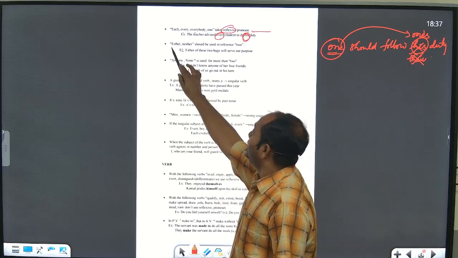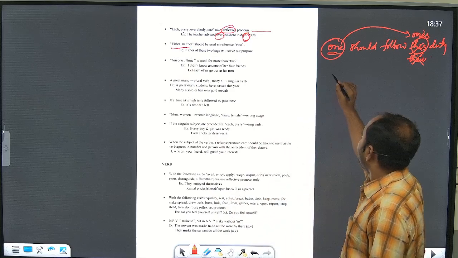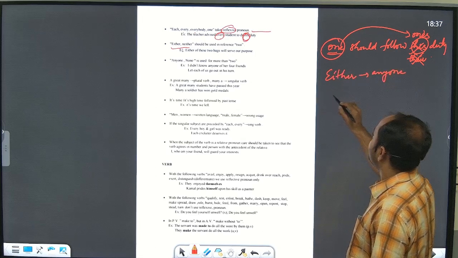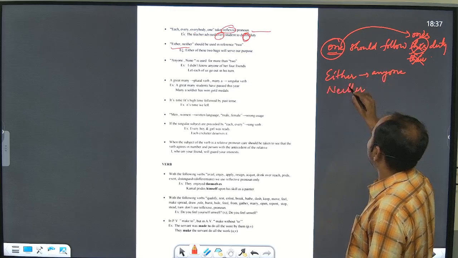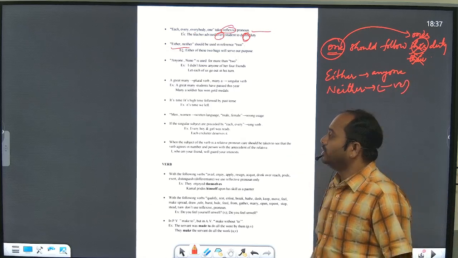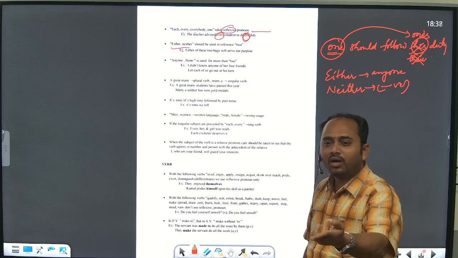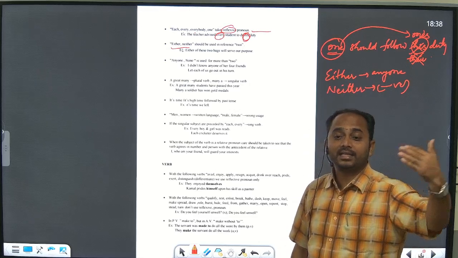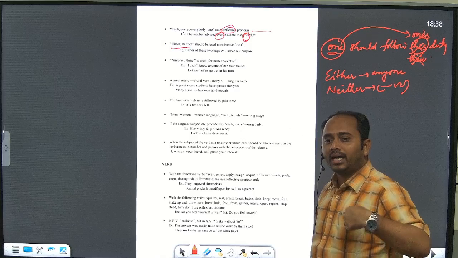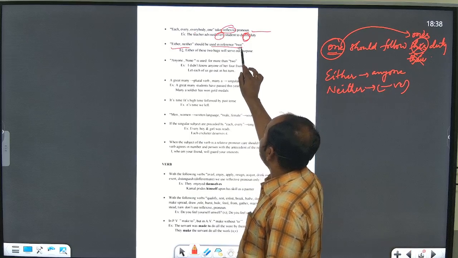Next, either, neither. First, we should know the meaning of either and neither. Either represents anyone, that means a positive sense. Neither means no one, that means a negative sense. But though that is positive or negative, they are always used in the reference of only two. Either you or me have or has attended the party. Anyone has attended the party. Neither you nor I have attended the party. Okay. So they are referencing always two.